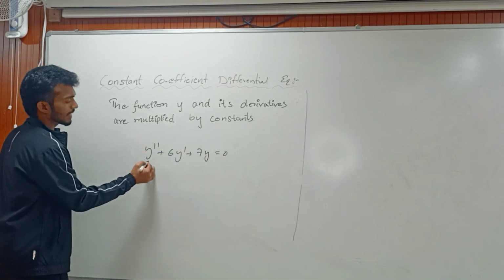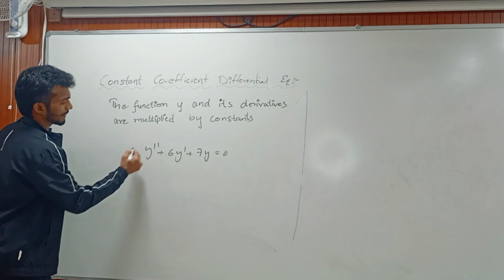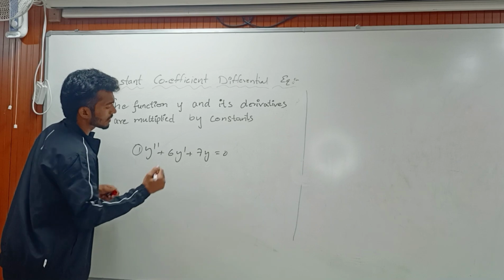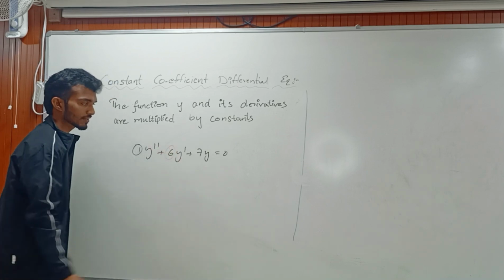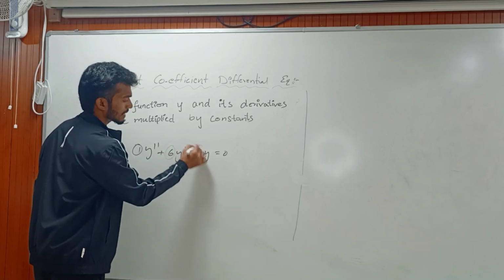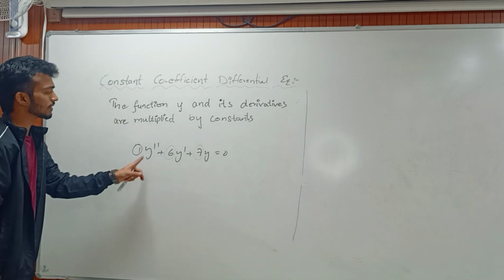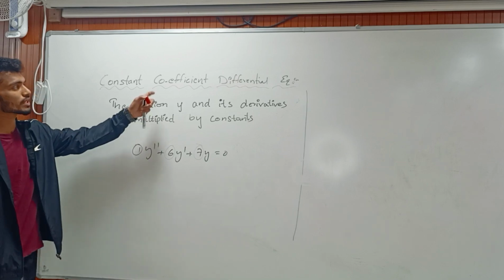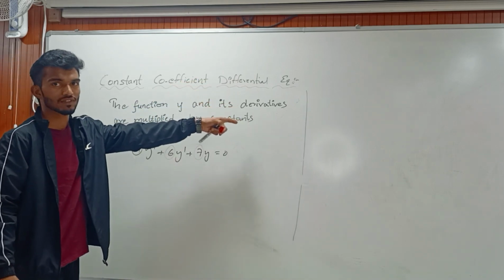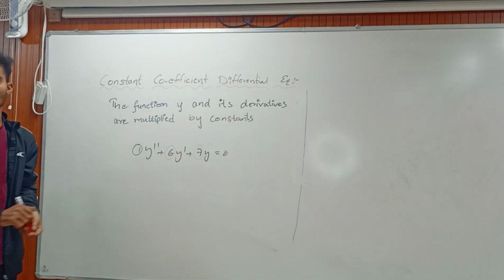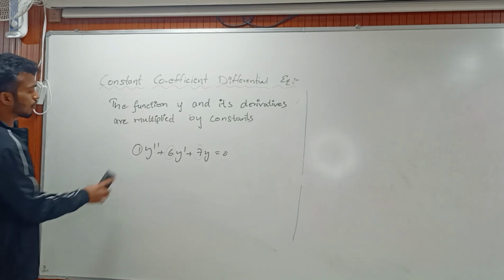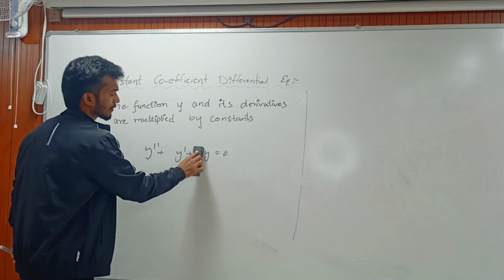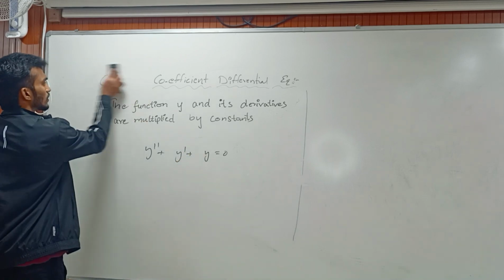See, y double dash is the derivative of y, it is multiplied with 1, and y dash is the y derivative, it is multiplied with 6, and y is a function and is multiplied with 7. All the coefficients are constants. So this equation is said to be the constant coefficient differential equation. Right? And coming to the variable coefficient differential equation, instead of constants, we need to write the variables.